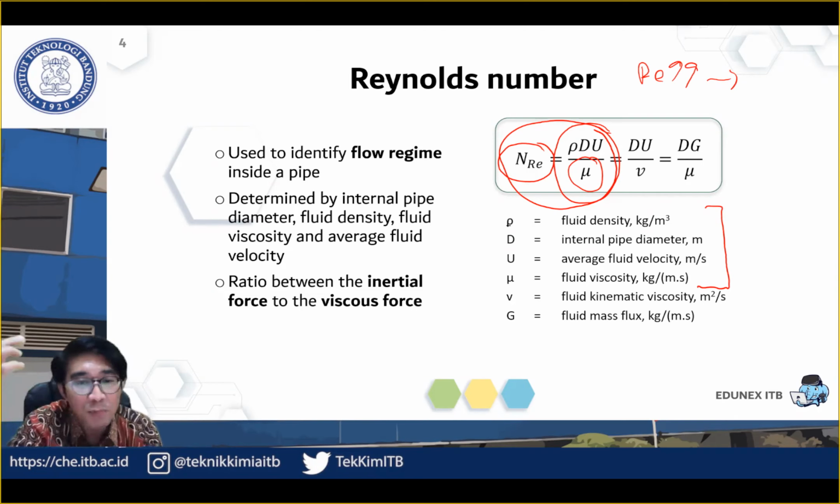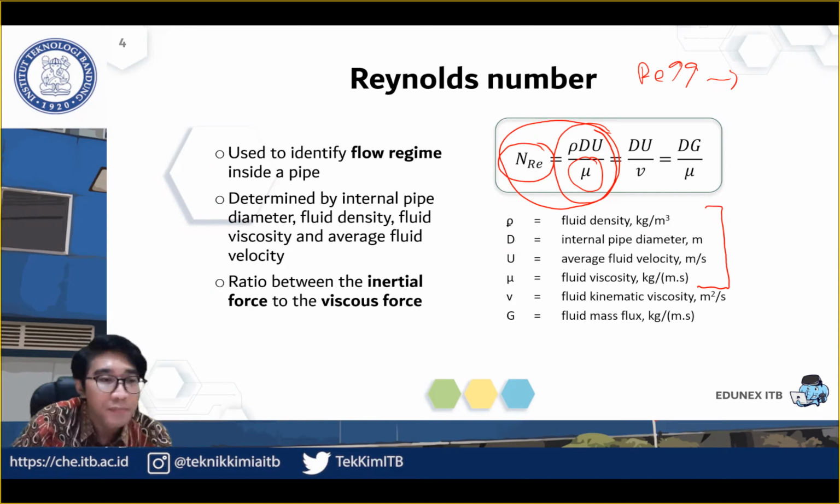The regime will be turbulent or laminar? Turbulent. Yes. For a high Reynolds number, it will be turbulent.